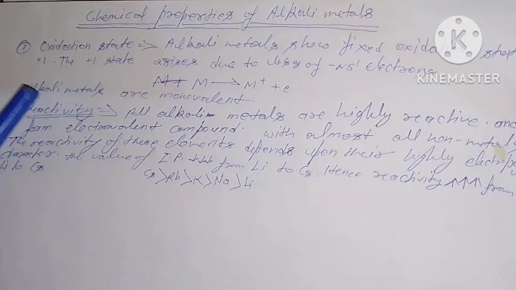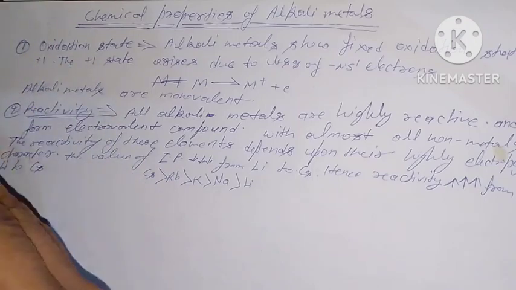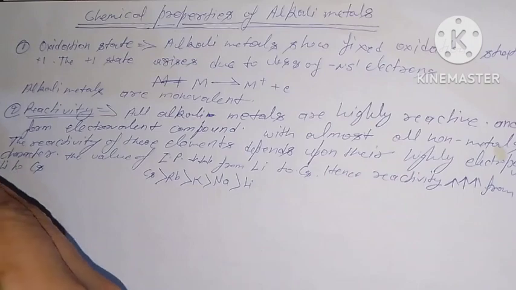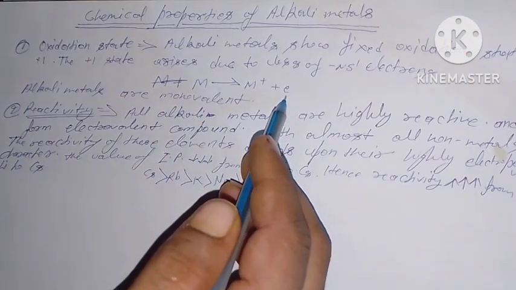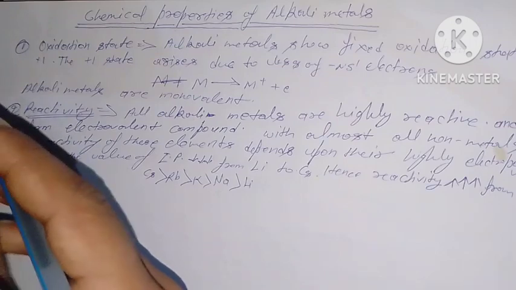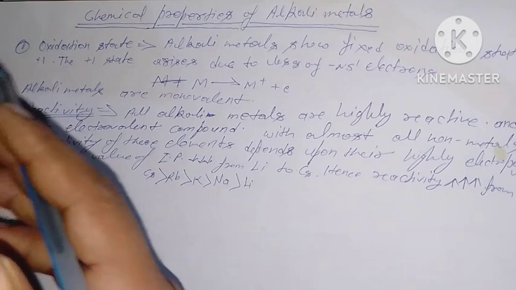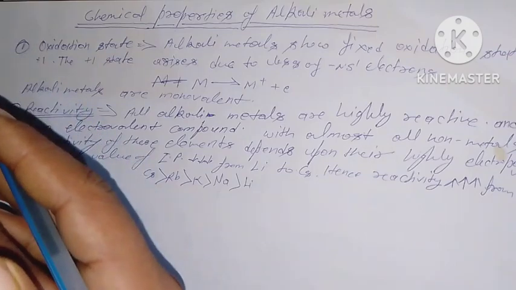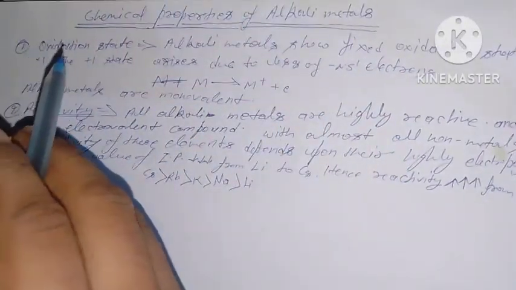First point, oxidation state. The alkali metals show a fixed oxidation state of +1, which arises due to loss of ns1 electrons. M+ forms as the electron is released. The outer electronic configuration of M+ is ns2 np6, and 1s2 in the case of lithium ion, so the second ionization potential is very high, and consequently alkali metals do not show a +2 oxidation state. This is why alkali metals are monovalent.